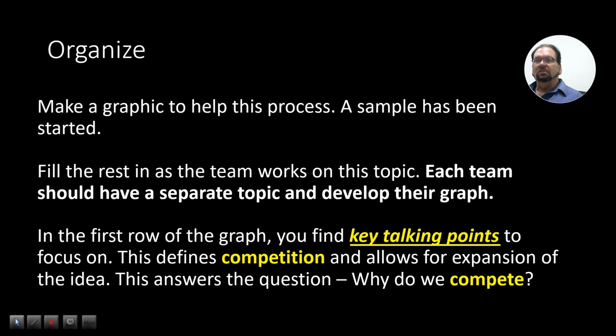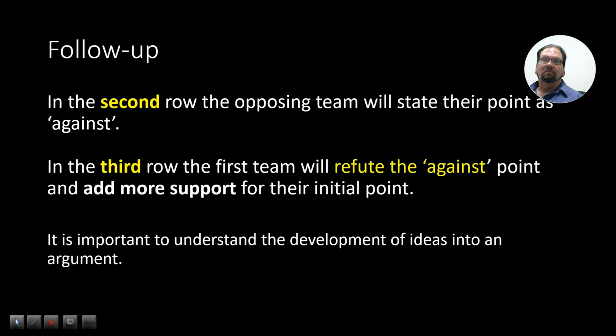This answers the question, why do we compete? So competition and compete, the definition, answers the question. In the second row, the opposing team will state their point as against, and they will counter maybe your definition or counter why people compete. They'll give a different idea. They will oppose what you're saying.